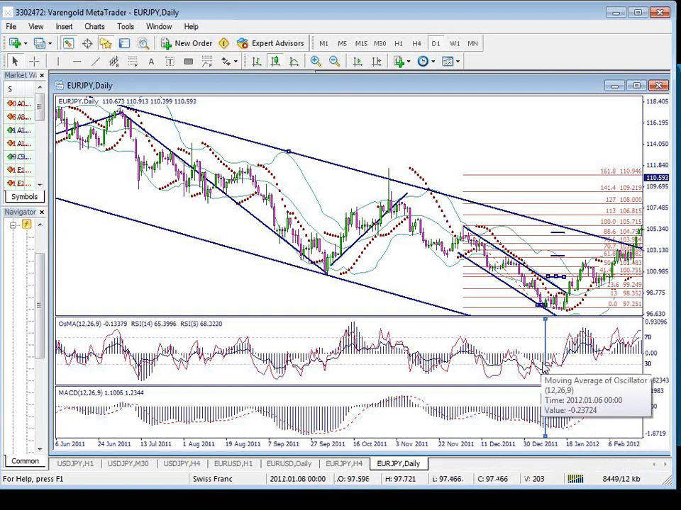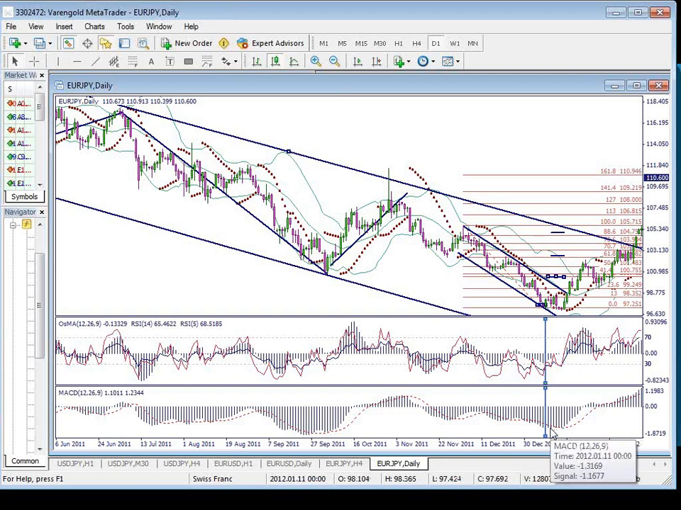So in that period, we have here the signal from the oscillator, we have the signal from crossover RSI, and MACD on daily was close to the signal. But at the moment when I was in the trade, I didn't have the signal on daily.